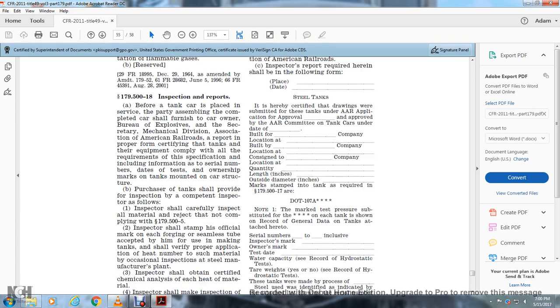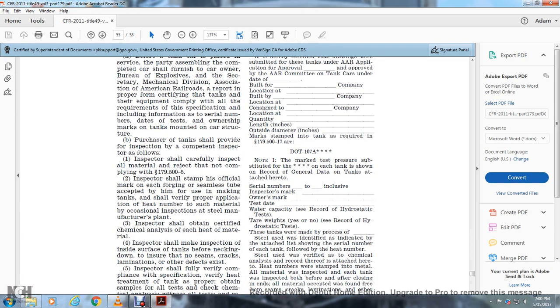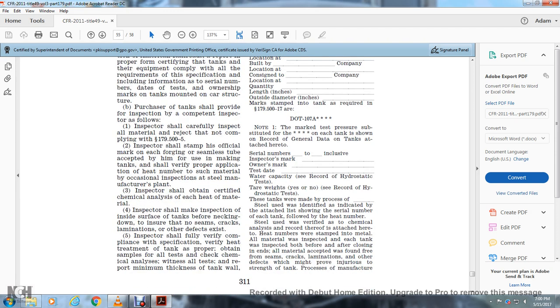Competent inspection is followed. The inspector should carefully inspect all material, rejecting any not complying with Section 179-505. The inspector shall stamp the official mark on each of the forgings and seamless tubes accepted by him, with the marking of the tanks. He shall verify the proper application of the heat number of such material. On occasional inspection at the steel manufacturer's plant, the inspector shall obtain the certified chemical analysis for each heat of the material. Inspector shall make the inspection inside of the surface of the tank before necking down to ensure that no seams, cracks, laminations, or other defects exist.